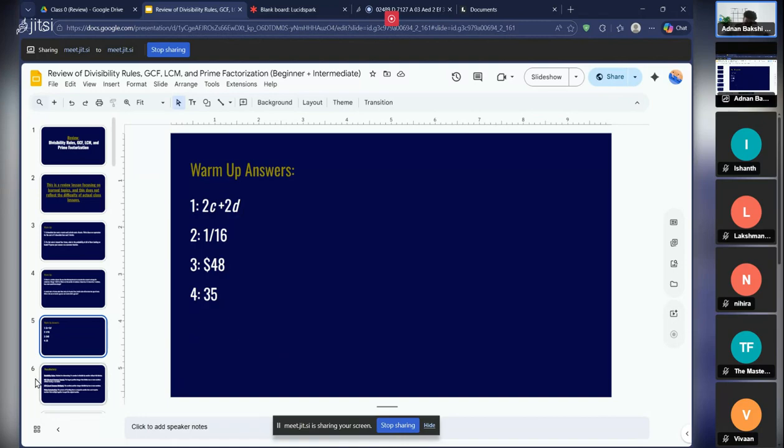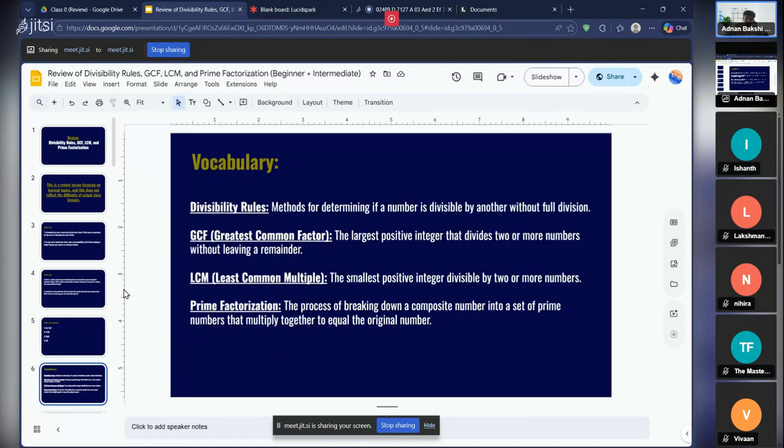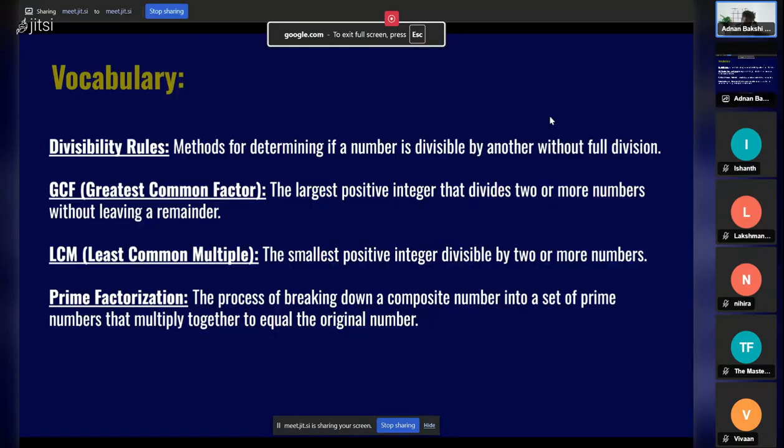Yep, there are the answers. Okay, so let's go over some vocabulary you're going to want to know for this lesson. Divisibility rules are methods for determining if a number is divisible by another without full division. They're simple tricks you can use to find if a number is divisible by another number. The greatest common factor is the largest positive integer that divides 2 or more numbers without leaving a remainder.